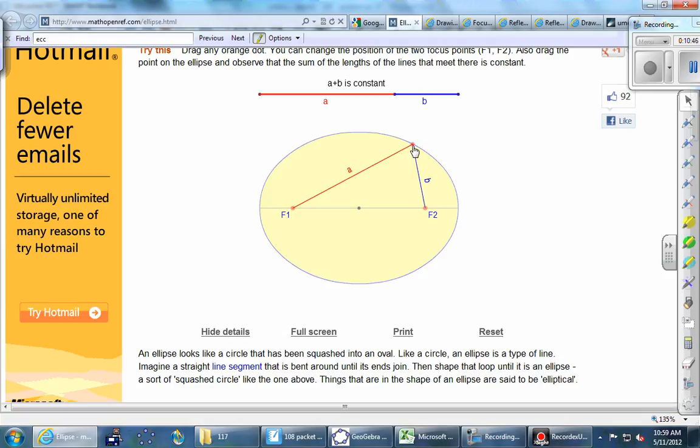Now what's going to happen if I take this guy right here and I move it, say, up and left? What happens to red? It gets shorter. What happens to blue? It gets longer, bigger. But do they have something to do with each other?